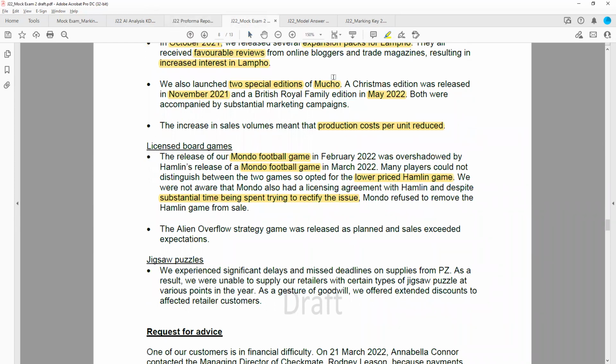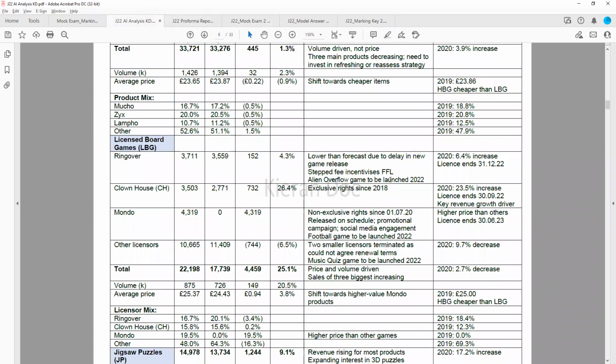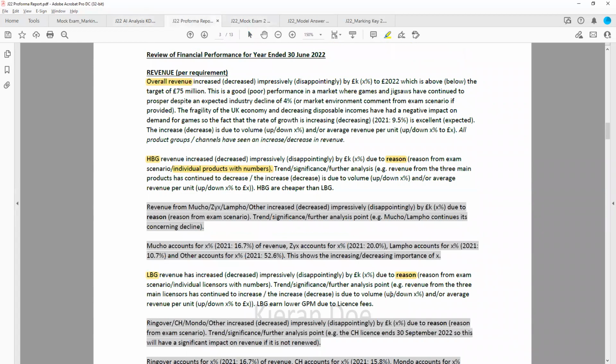The Alien Overflow strategy game was released as planned, and sales exceeded expectations. So that sounds quite positive there. Of course, we know Alien Overflow is feeding in to Ringover, and that game was expected to be launched. So again, that's going to come under LBG as well. So again, you've got Mondo, you've got Ringover as well.